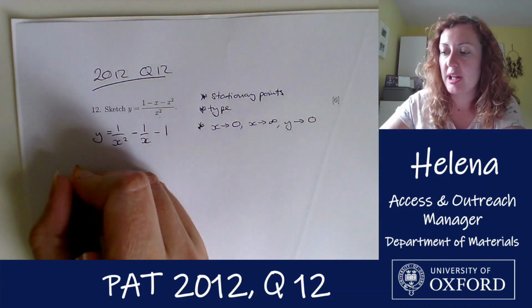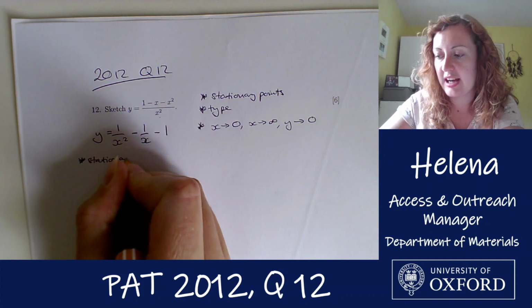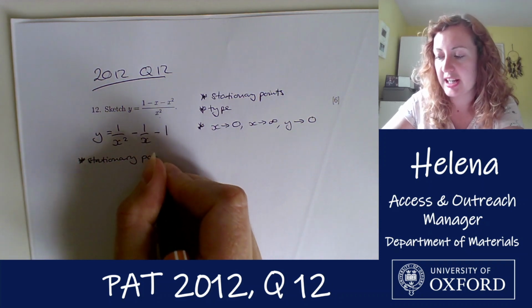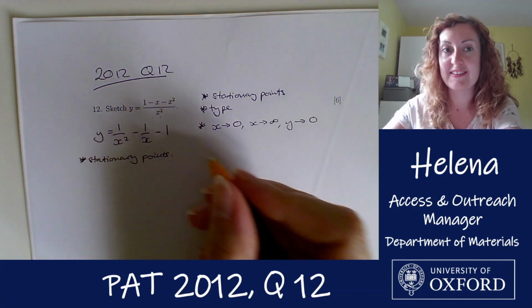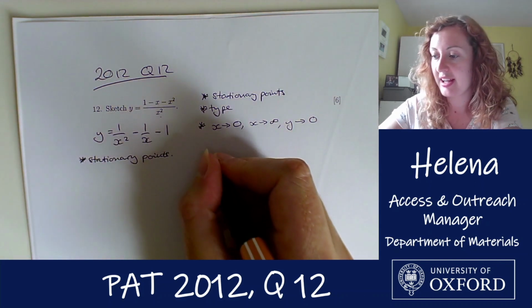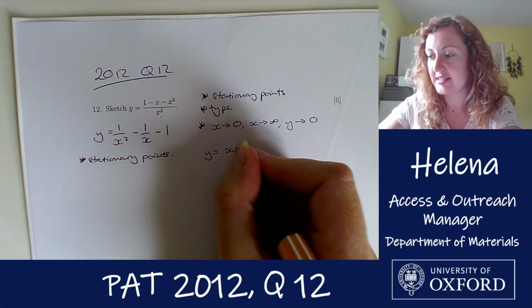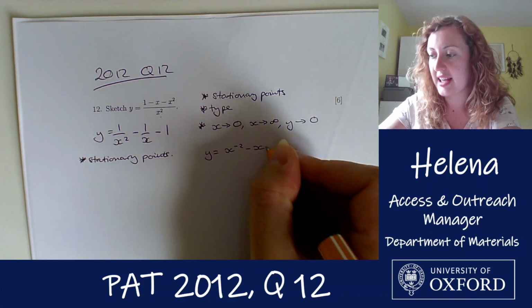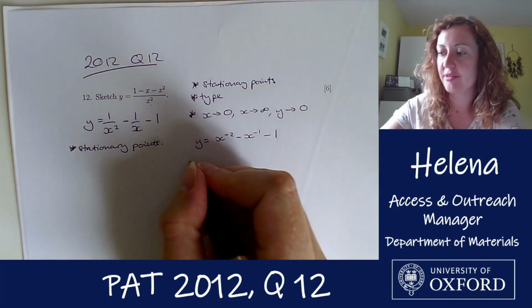So first of all, I'm going to look for any stationary points. And how do we do that? Well, we want to differentiate our equation. So to do that, I'm just going to rewrite this equation again so it's all on one line, because I find that easy to work with. So we have y equals x to the minus 2 minus x to the minus 1 minus 1. Okay, and let's differentiate that.